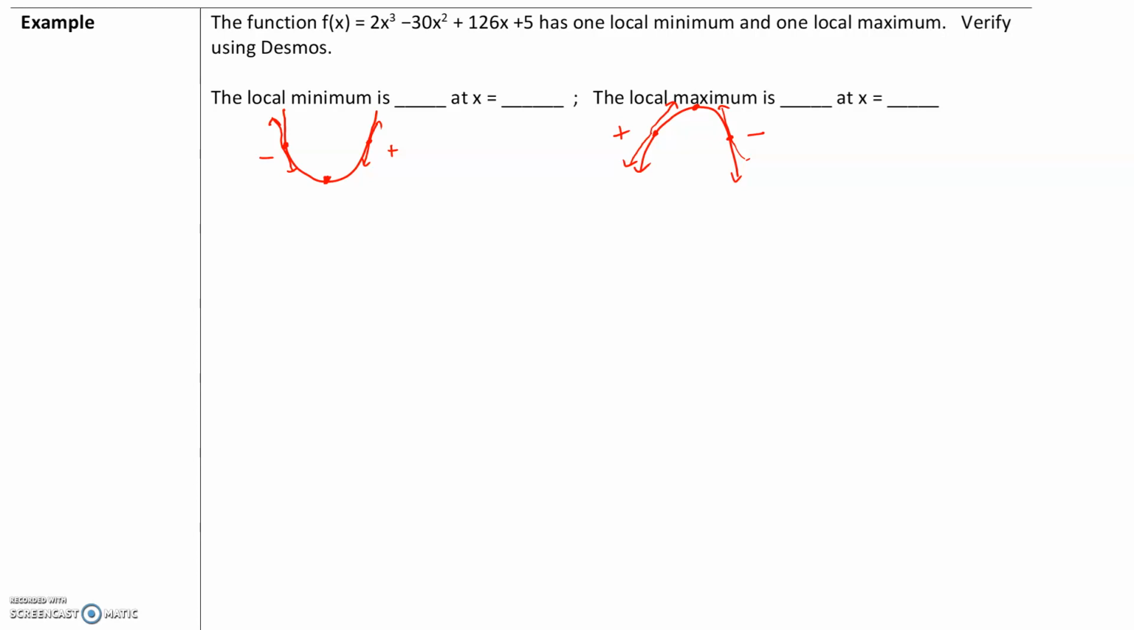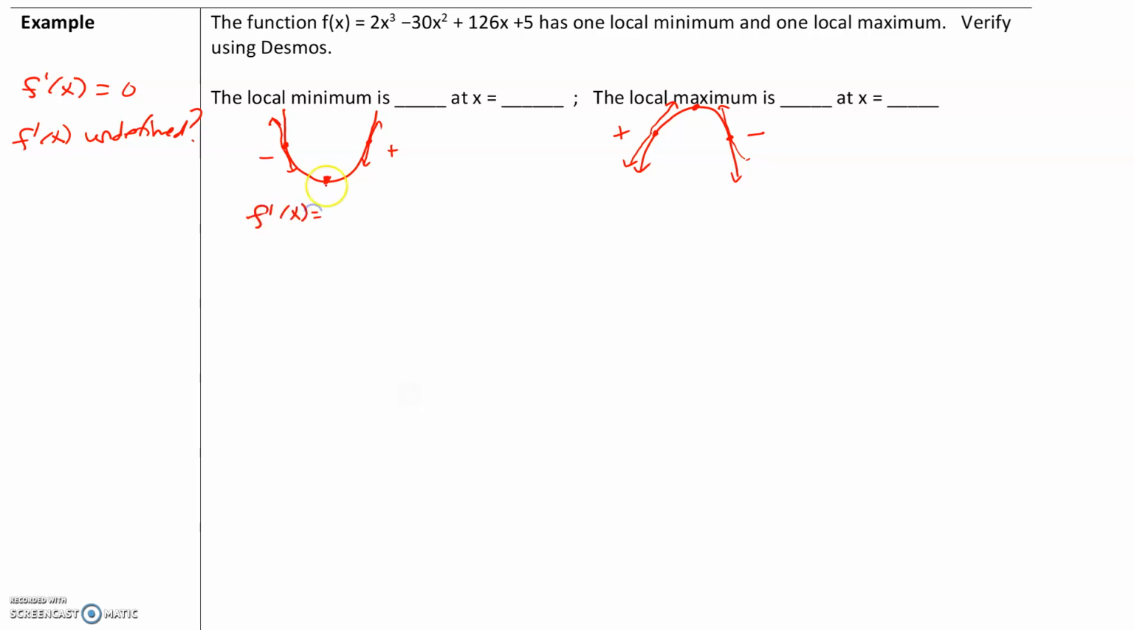So our function is f of x equals 2x cubed minus 30x squared plus 126x plus 5. And in order for us to figure out the critical points, we need to look at this. Where is f prime of x equal to 0? Where is f prime of x undefined? Those are always the two requirements for us to have a critical point or a critical number.